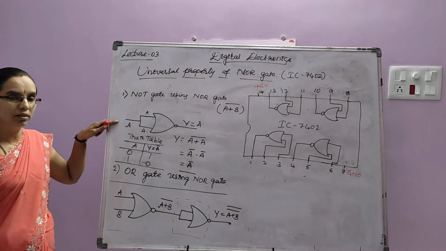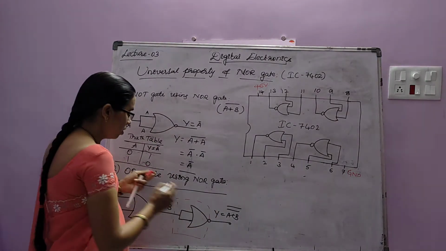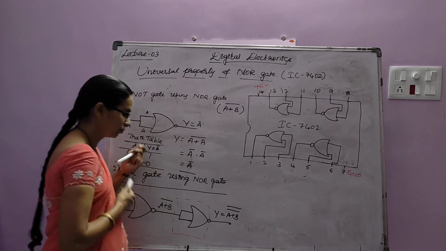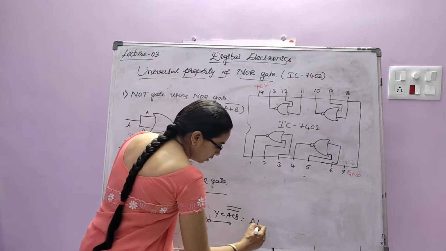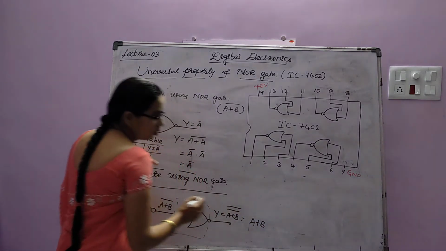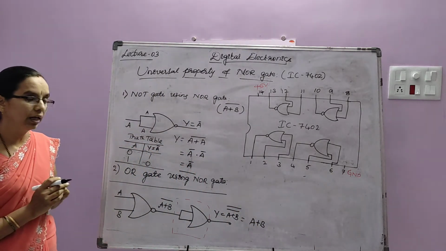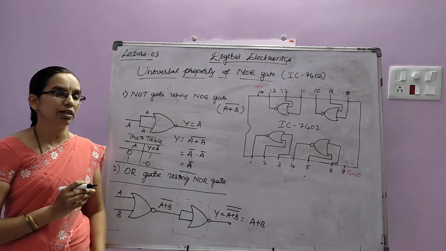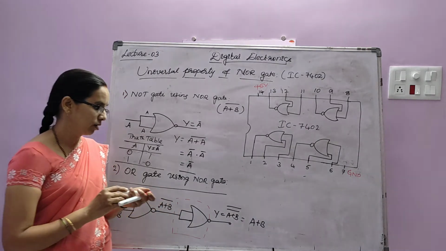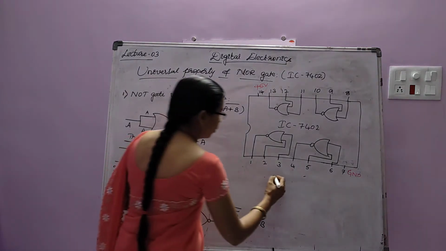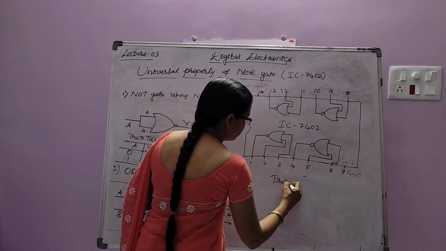It is already implemented here. So what will the output be? A double complement is A, like that. The two complements get cancelled, and we get A plus B, which is the output expression for the OR gate. The truth table of the OR gate, you people know very well.